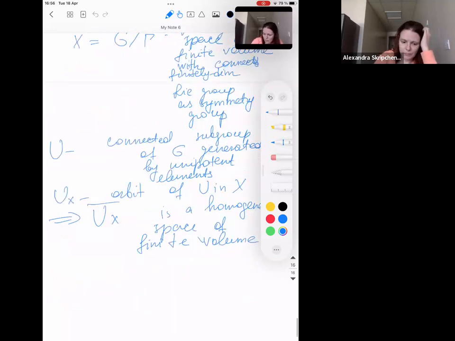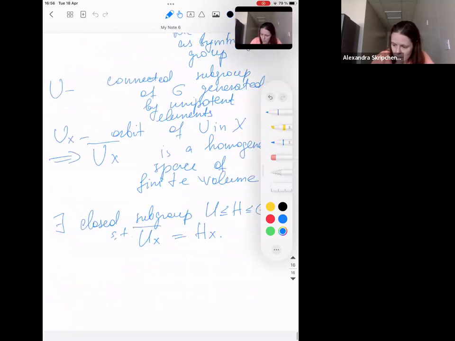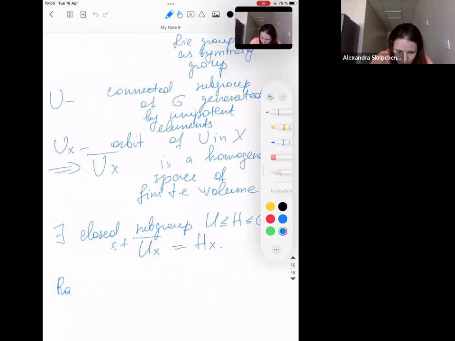In particular, this means that there exists a closed subgroup H, which is in between U and G, such that the closure of Ux is exactly Hx. This theorem is the Raghunathan conjecture. And literally it asserts that the orbit of any unipotent flow is dense in some homogeneous space of finite volume.